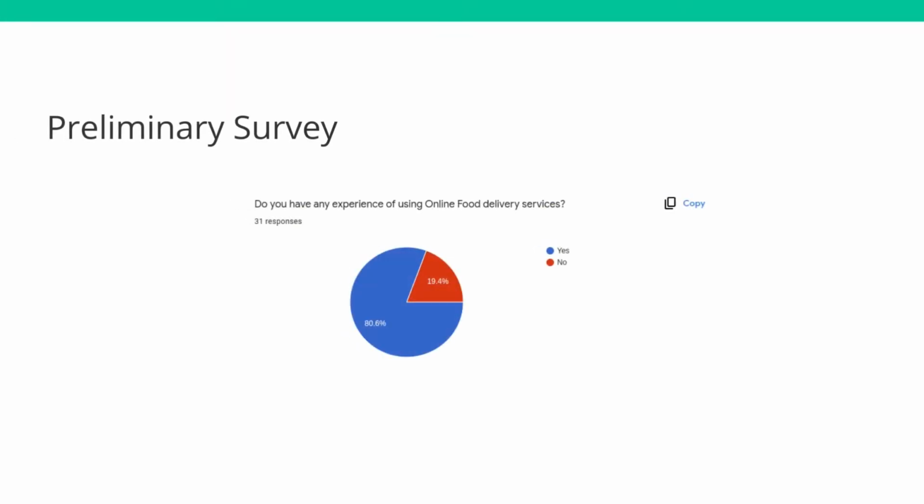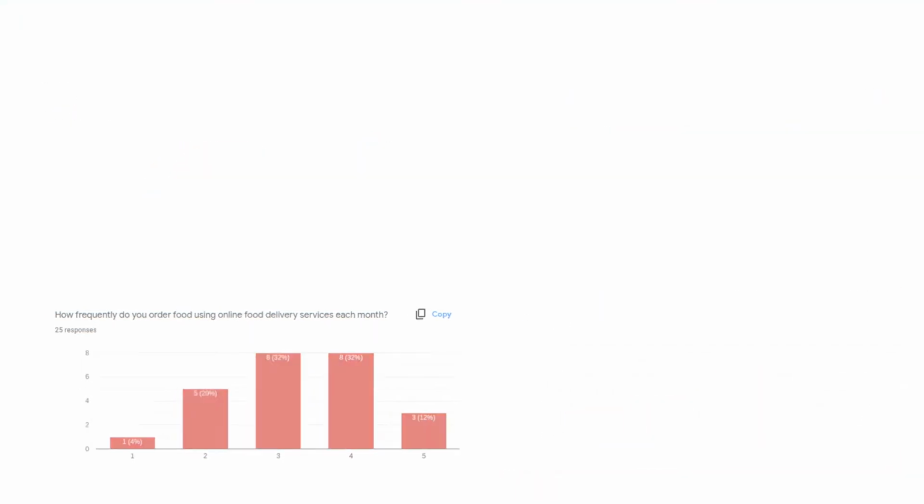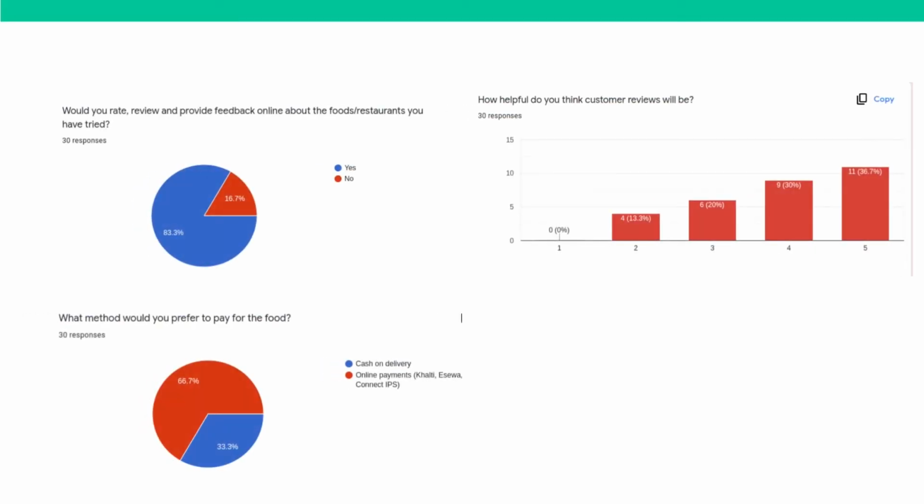From the preliminary survey, we can observe that out of 31 respondents, 80.6% of them have prior experience of using online food delivery services. Among the 25 respondents that have rated the login interface of the apps they have used, 44% have rated the login interface as average, 3 in the scale from 1 to 5, and among the 21 that have rated the customer interface of the apps they have used, 33% of them have rated the customer interface as average, 3 in the scale from 1 to 5.